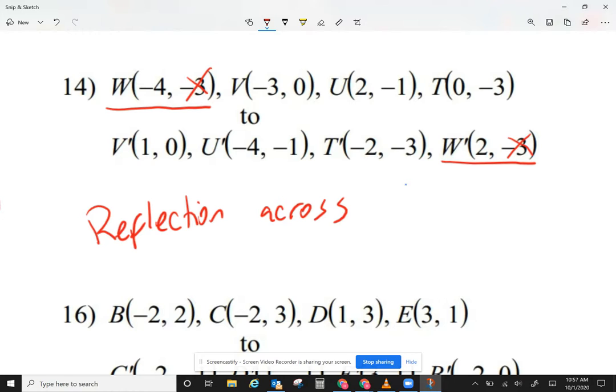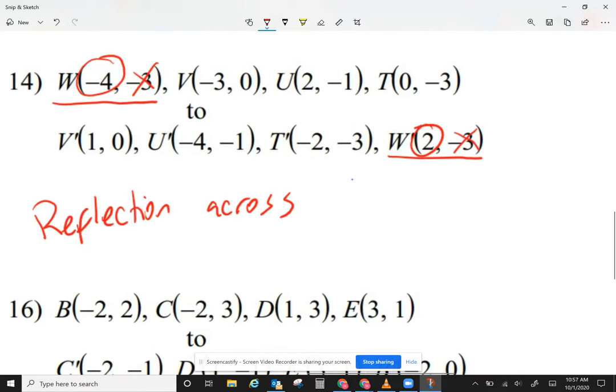Now, when it comes to the x value, I'm thinking there's -4 and there's a 2. I want to know which number is right in the middle, which number is right in between -4 and 2. Use a number line to identify it if possible. If not, just do the average. I'm going to add the two numbers, -4 plus 2, and divide it by 2. I'm going to get the average is -1.